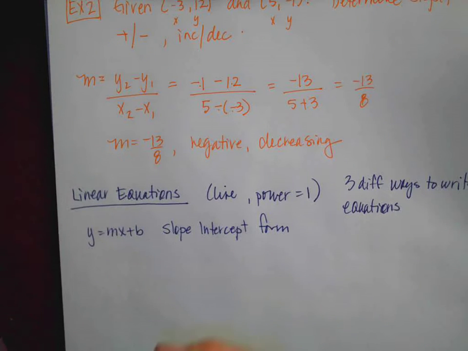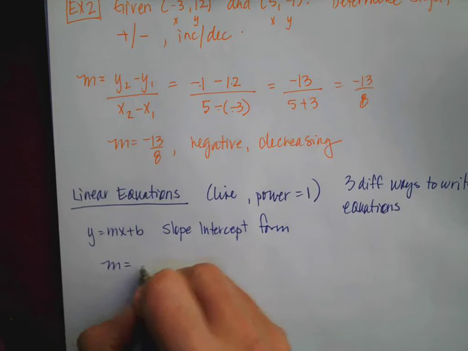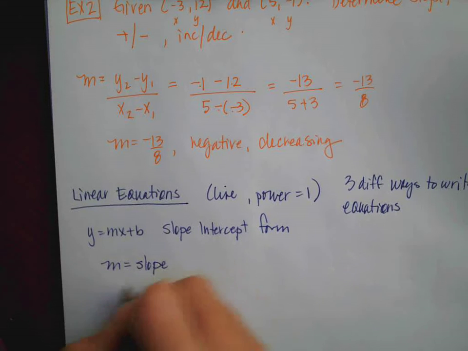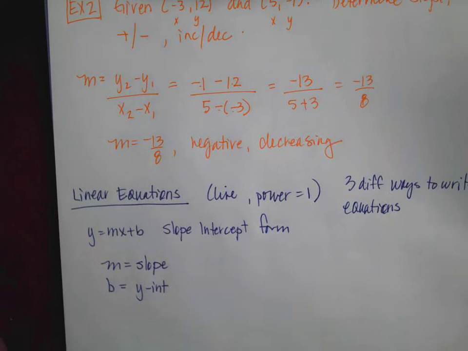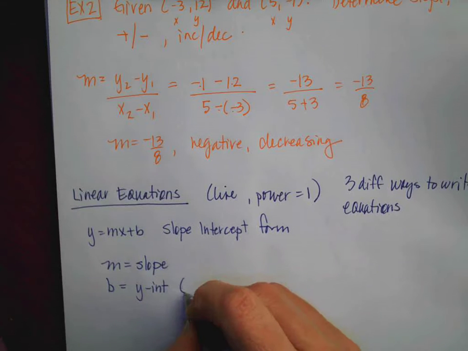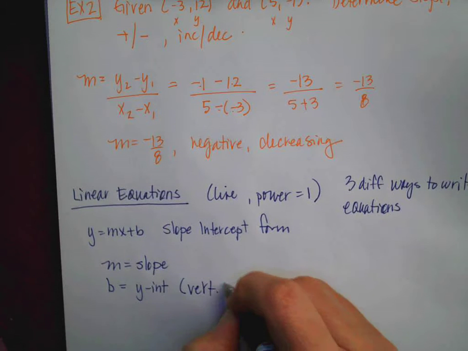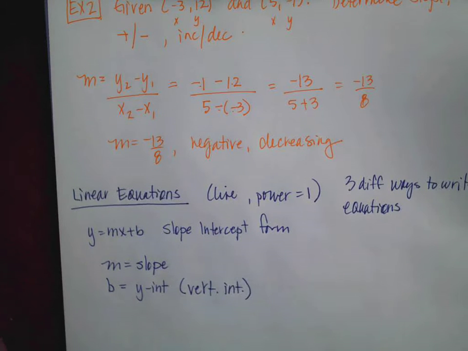Okay, we're going to call it y equals mx plus b. M is obviously going to be our slope. B is going to be the y-intercept. In this particular course, the worksheets call it the vertical intercept. So you need to make sure that you understand both sets of words.